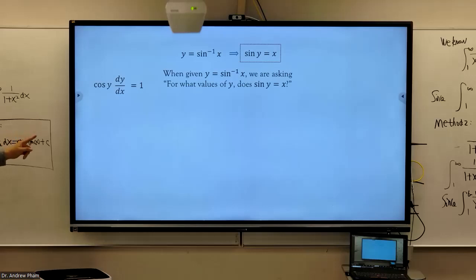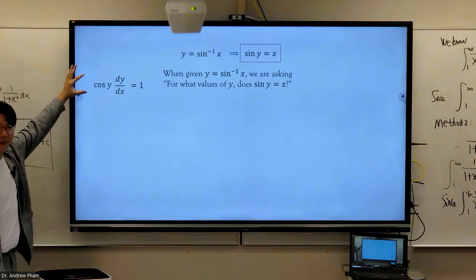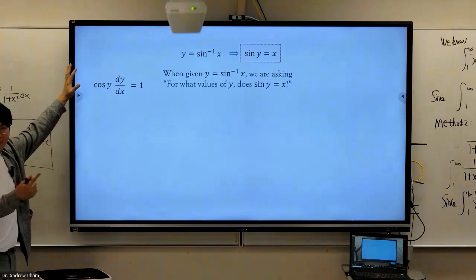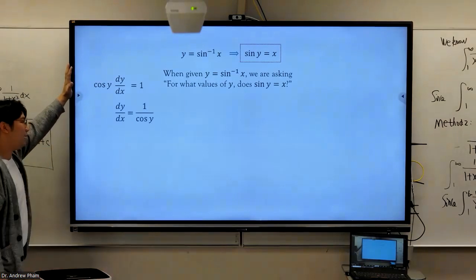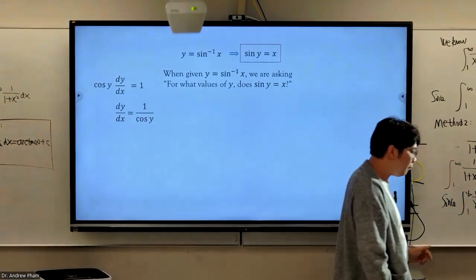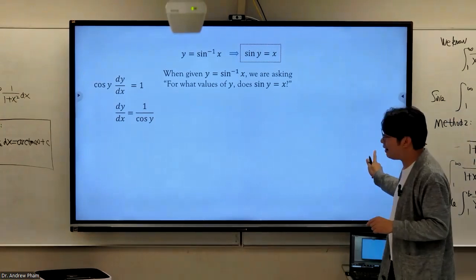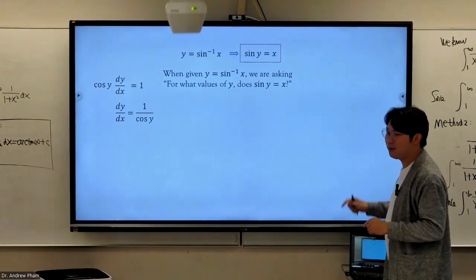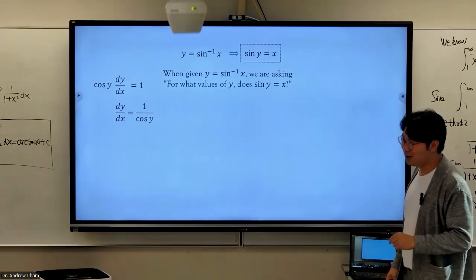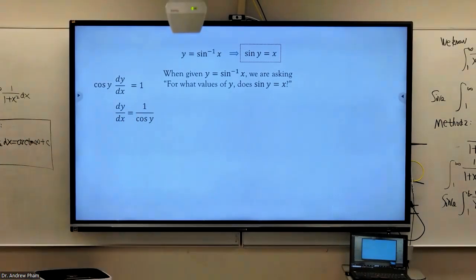If I want to solve for dy dx, what do I got to do? How do I get dy dx alone? Yeah, we can divide by cosine of y. So I can divide by cosine of y, like what I have here. Yes, it is going to be equal to secant. We're going to talk about a triangle in a second. You didn't see that yet. So yes, I could change this.